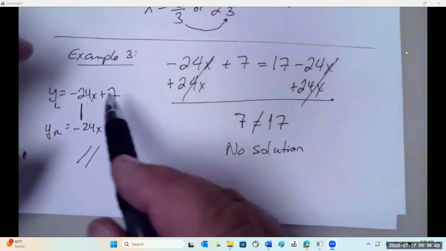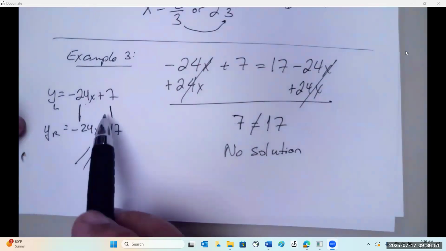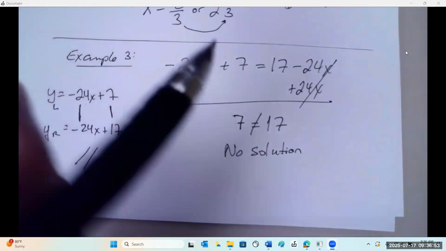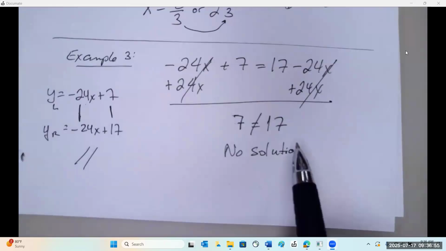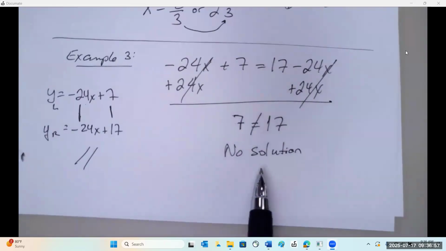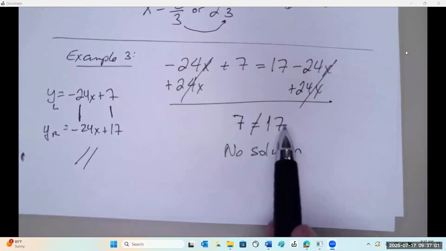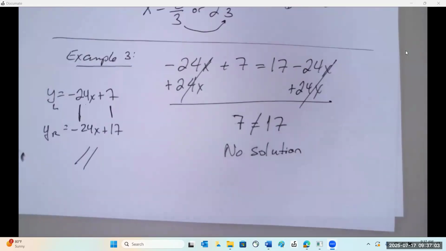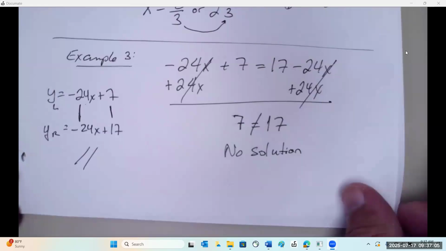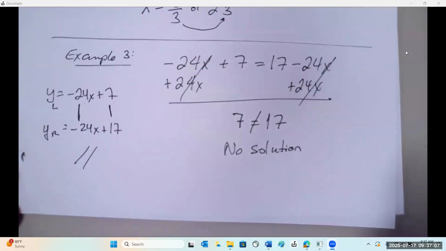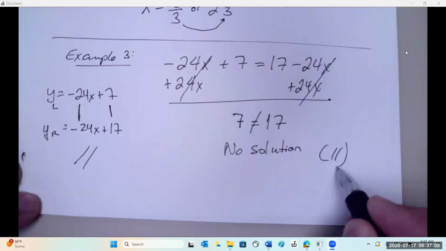So you can either set both sides equal to y, or work it out. And if all the x's disappear, and the numbers are not equal, it's no solution because they're parallel.